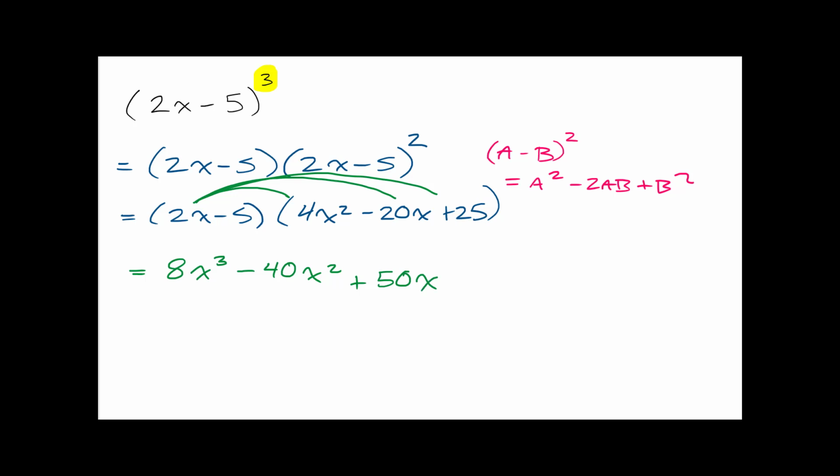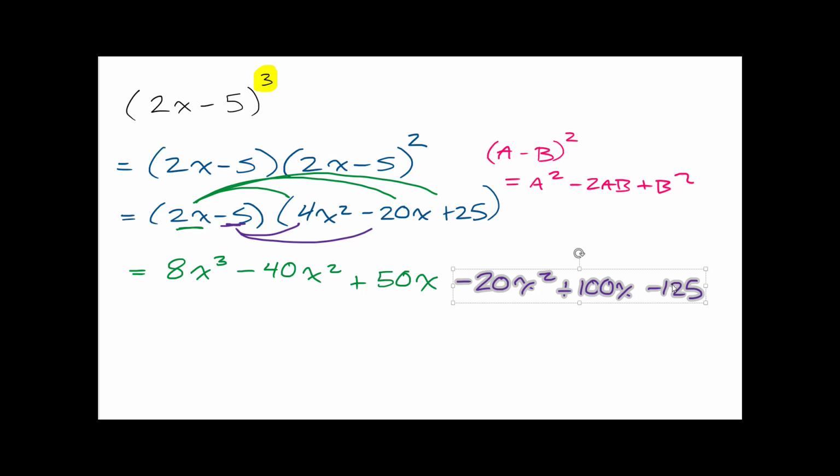All right, so I've taken the first term and multiplied it by all those terms. Now, let's take the second term, the negative 5, and multiply it by all of them. So negative 5 times 4x squared will give me negative 20x squared. Sorry, negative 5 times 4x squared, negative 20x squared. Negative 5 times negative 20x gives me positive 100x. And then finally, negative 5 times 25 gives me negative 125. Now you notice I'm starting to get a lot of terms in a big long line here. You can do it this way. Some students, though, like to do this instead.